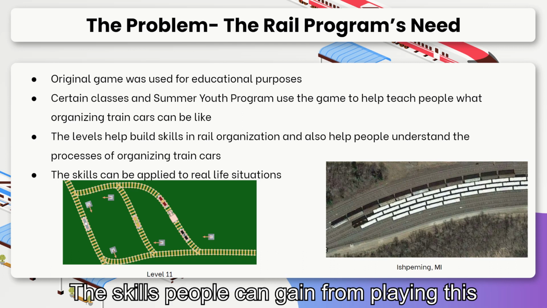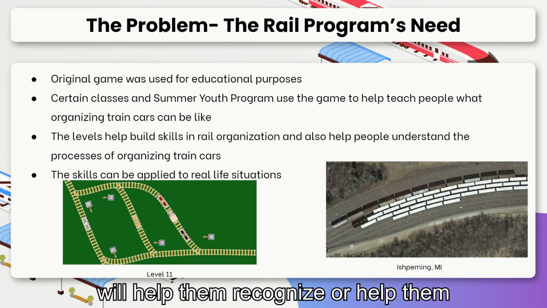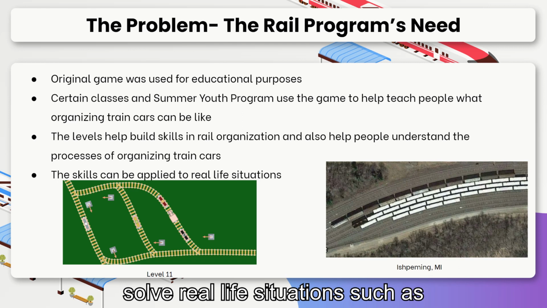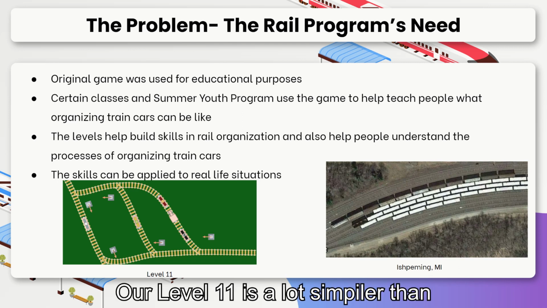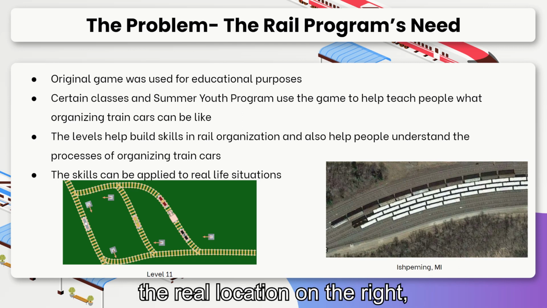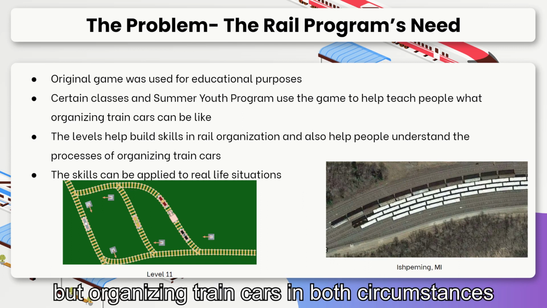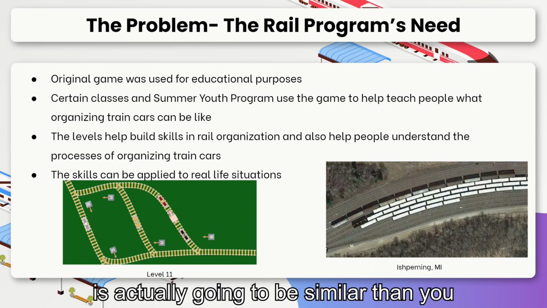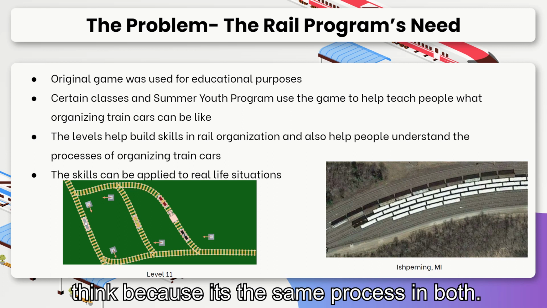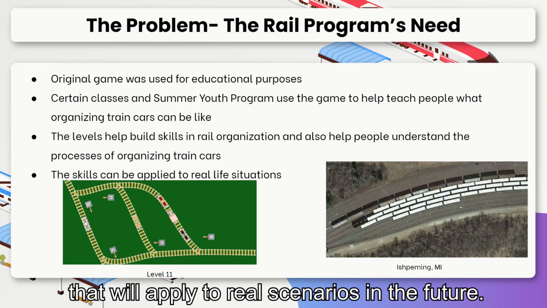The skills people can gain from playing this will help them solve real-life situations, such as the pictures down below. Our level 11 is a lot simpler than the real location on the right, but organizing train cars in both circumstances is going to be more similar than you think, because it's the same process in both. This game can help people gain skills that will apply to real scenarios in the future.